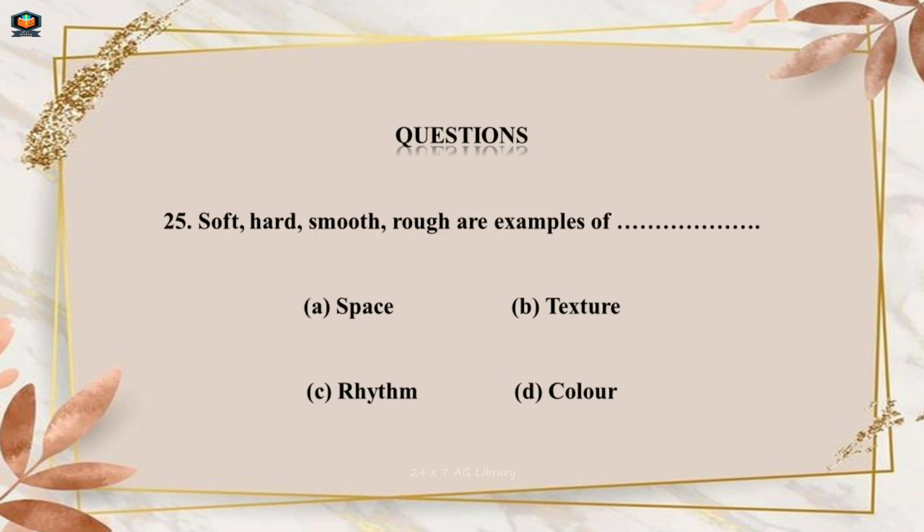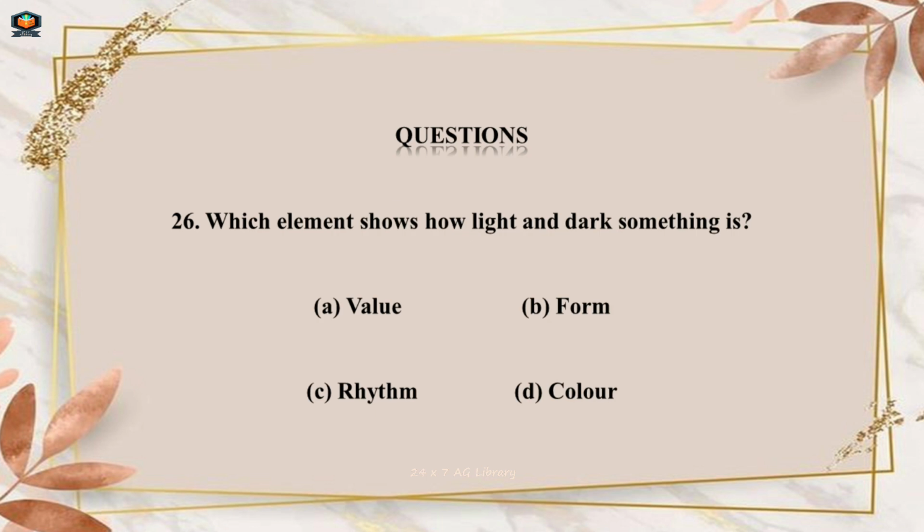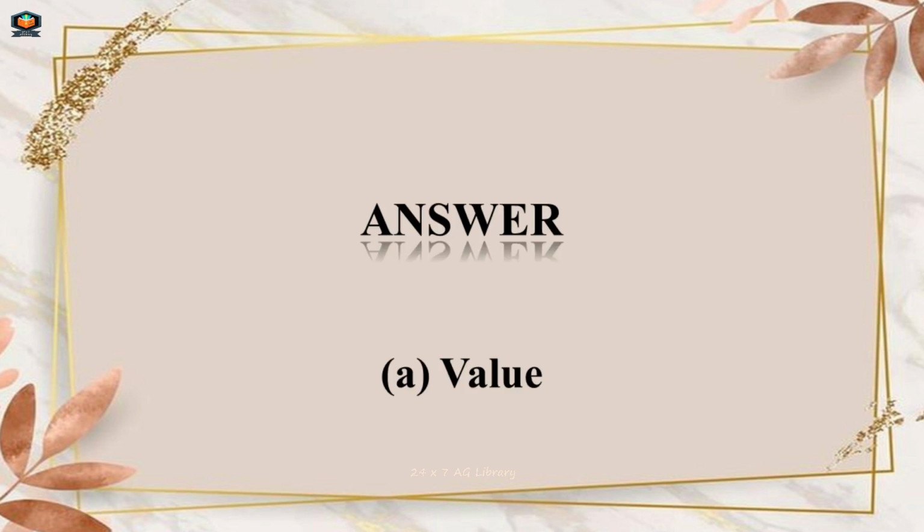Question 25. Soft, hard, smooth, rough are examples of A. Space. B. Texture. C. Rhythm. D. Color. Answer: B. Texture. Question 26. Which element shows how light and dark something is? A. Value. B. Form. C. Rhythm. D. Color. Answer: A. Value.